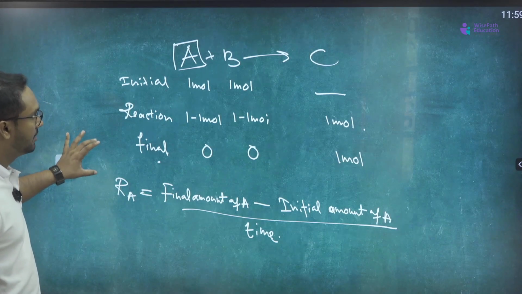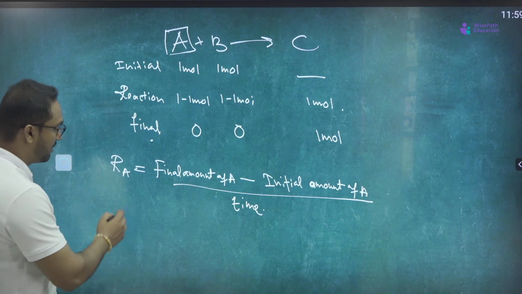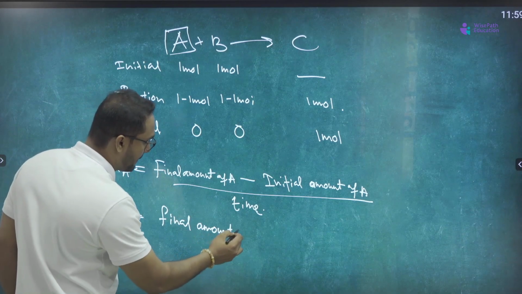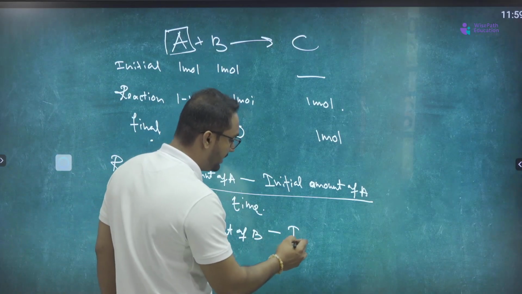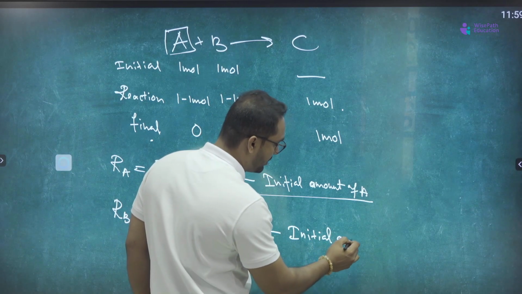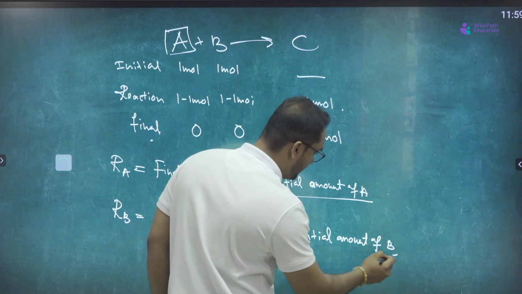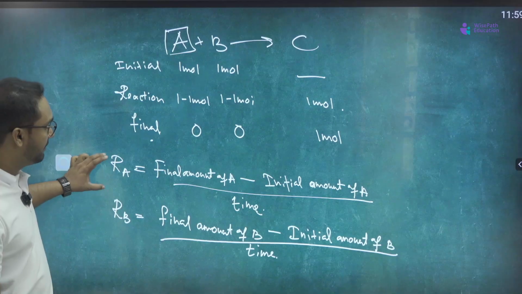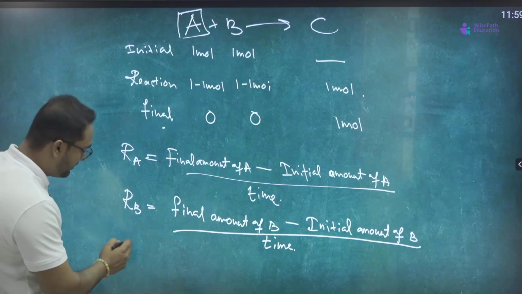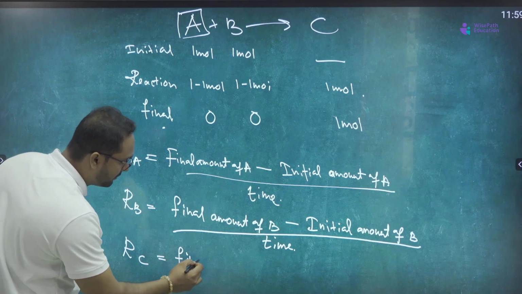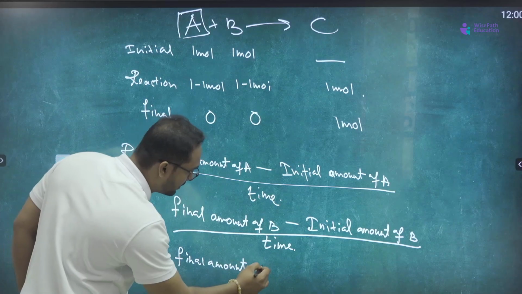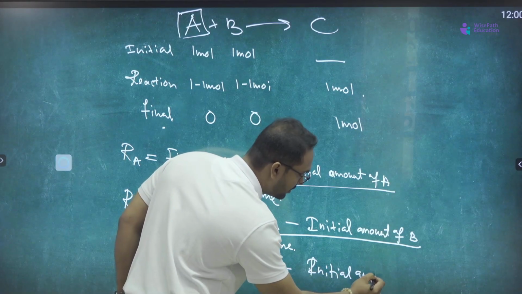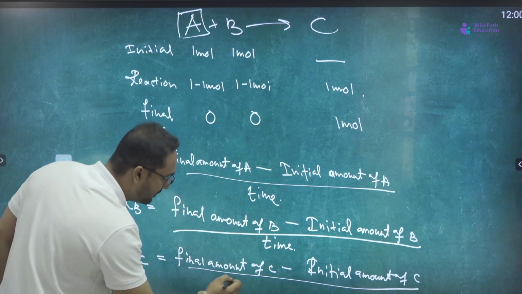And if you are asked to find the rate of reaction of B, that will be RB equals final amount of B minus initial amount of B divided by the complete time spent, right? And if I ask you to find the rate of reaction of C, that will be RC, and that will be final amount of C minus initial amount of C divided by the time spent, right?